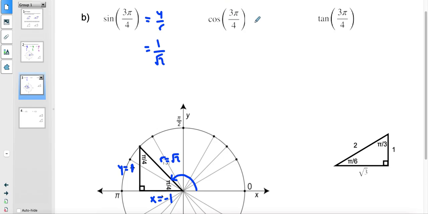Cosine, we saw, was equal to x over r. And if we plug our values in, we get negative 1 over the square root of 2. And tan is equal to y over x. So again, if we plug our values in, we get 1 over negative 1, which is just equal to negative 1.